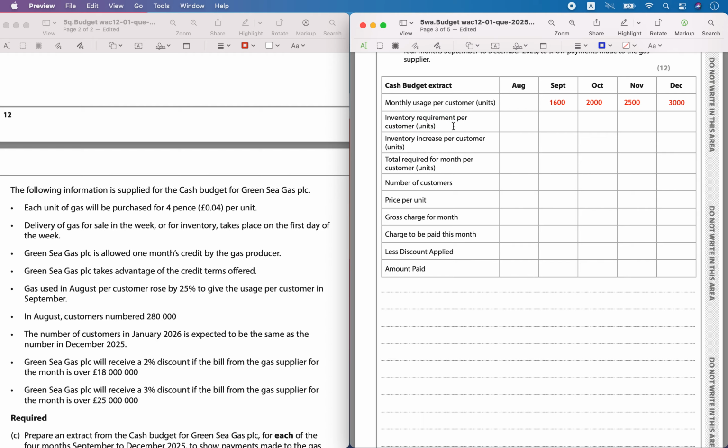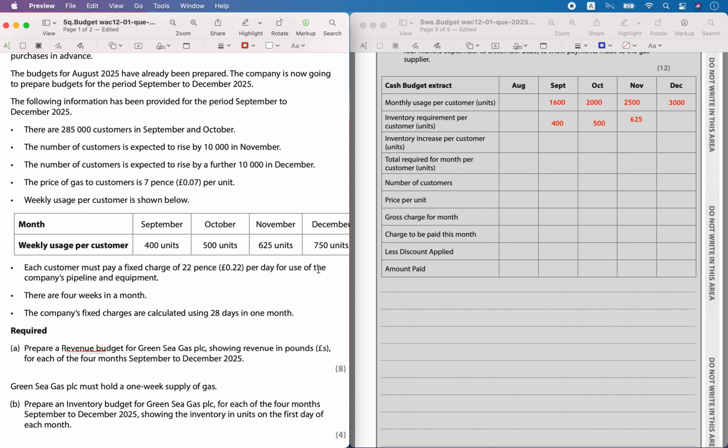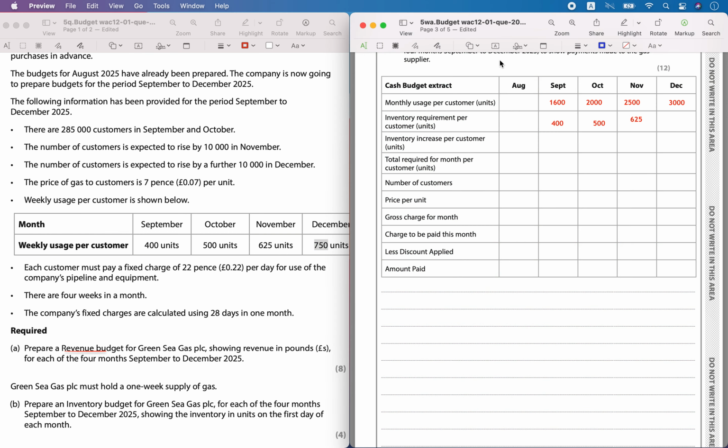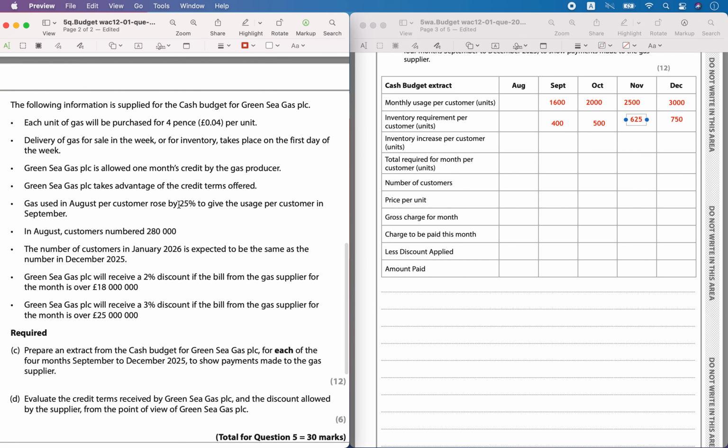So what is the inventory requirement per customer in units? How much of it is consumed, that much inventory is always required. Here they have given that the consumption in September increased 25% from August. At the start of the week, they need to have the 1 week consumption ready. So it is 400 for the month of September, 500 in October, 625 in November, and 750 in December. They need to have the weekly usage at the start of the week.